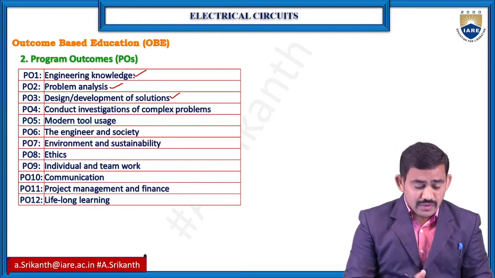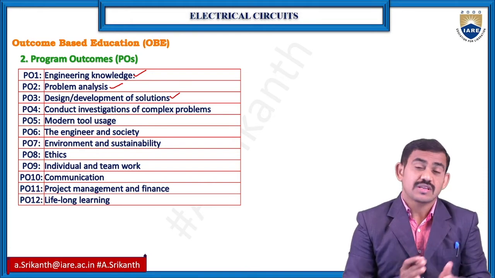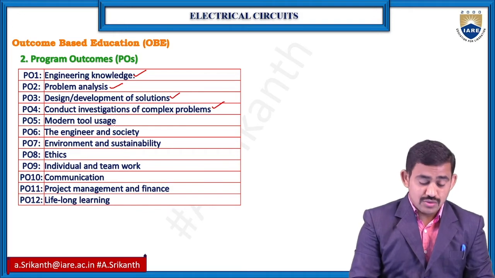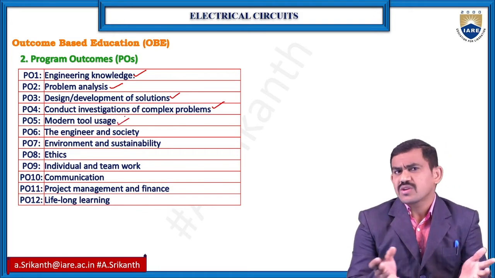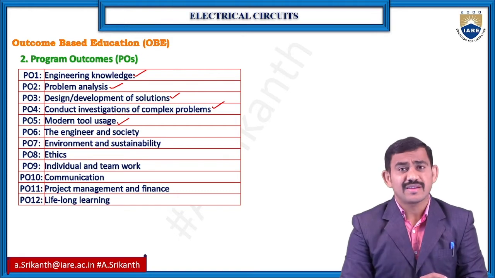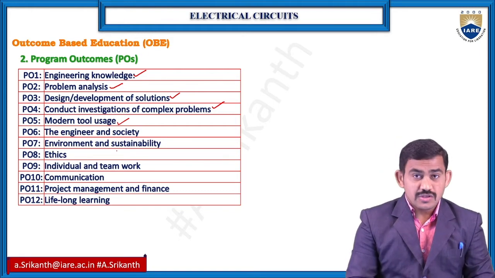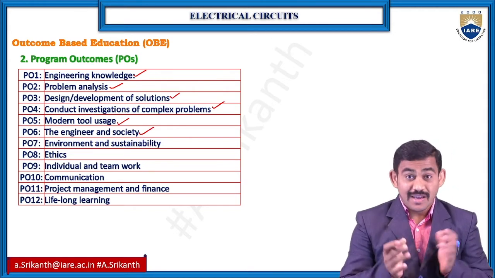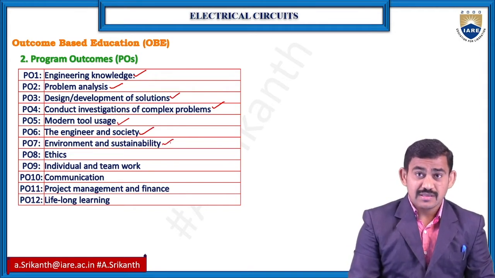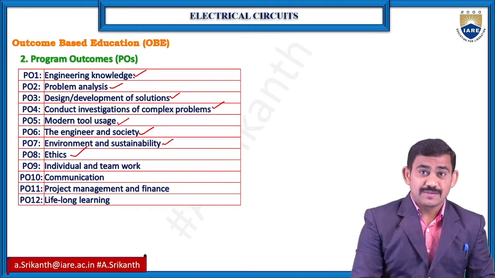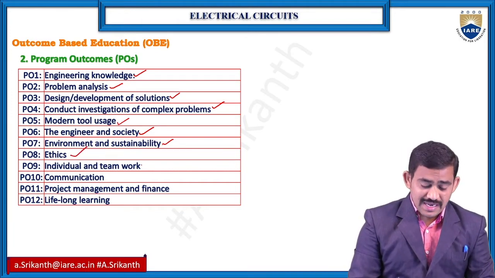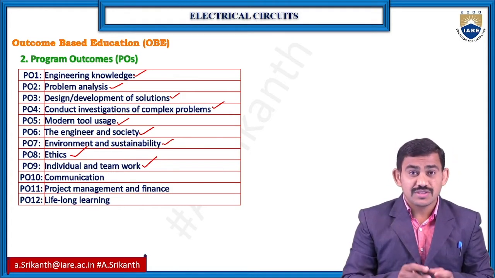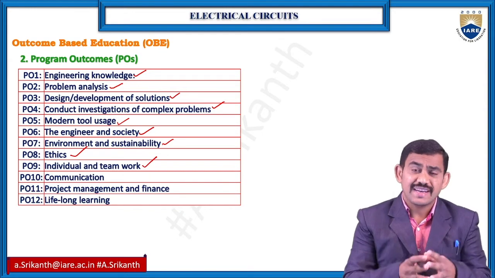Coming to the fourth one, complex problems. Some courses have complex problems, and some courses have modern tools, mechanical, and in EEE also we have modern tools. Coming to the sixth one, the course is useful to engineers as well as society. The seventh one is that the course is related to environment, the eighth one is ethics, and the ninth one is individual and teamwork. Depending upon different courses, all these POs need to be connected.